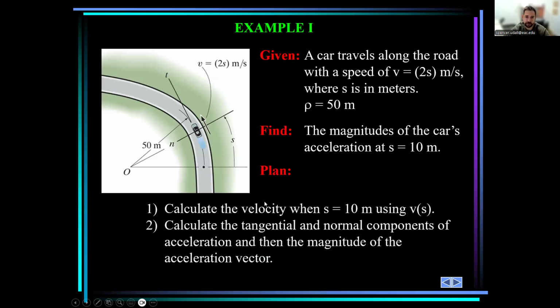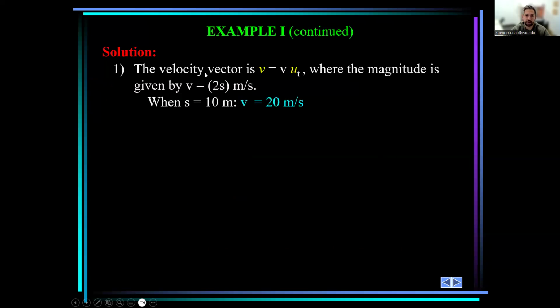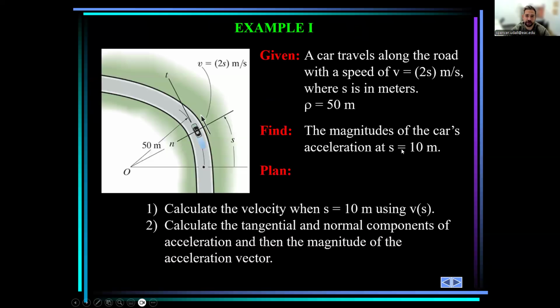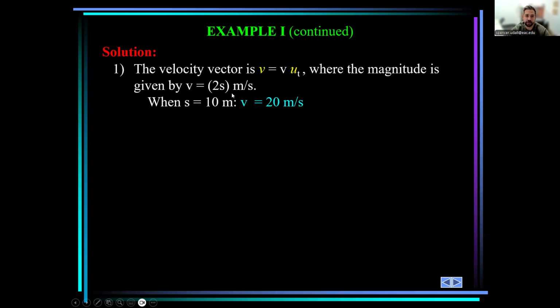So let's find the velocity. We'll need that for v squared divided by rho for our normal acceleration. And we'll need to do some differentiation to find the tangential component. So the velocity equation, v equals 2s, then we could plug in s is 10 meters. That's what they wanted us to find it at. So when s equals 10 meters, 2 times s would give us v of 20 meters per second. So that's just our velocity at that instant.